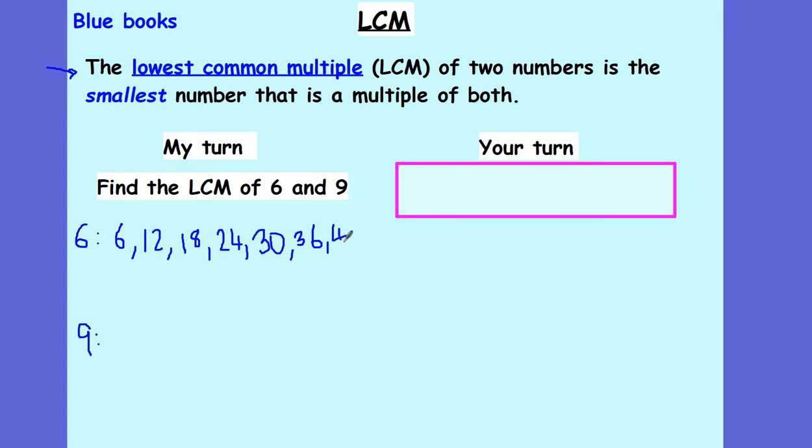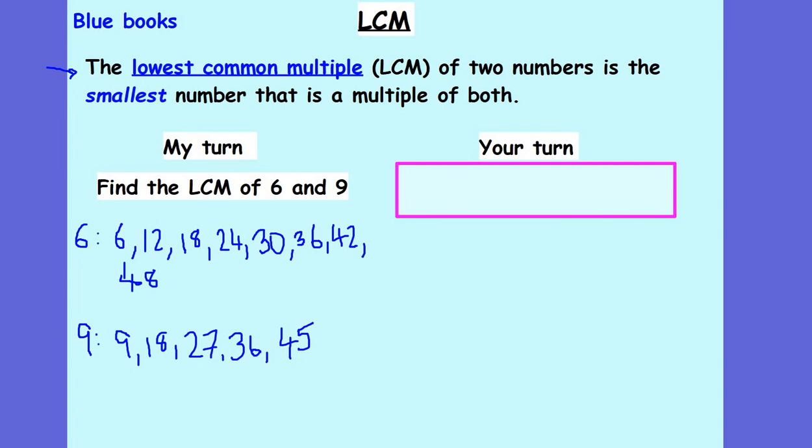36, 42, 48. I'm going to pause there. What's my first multiple of 9, please, Lilia? 9. Brilliant. Nice easy one. Then we're going 18. Then we're going 27. Then we're looking at 36. And 45.